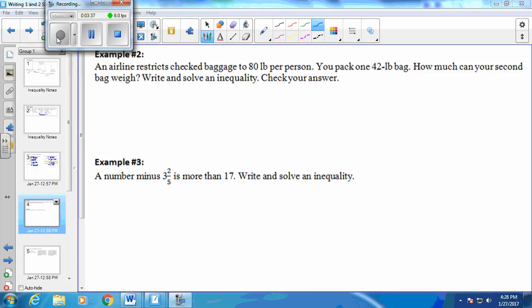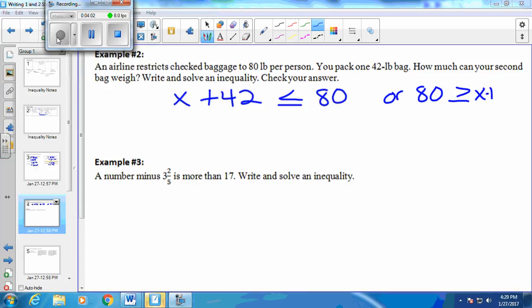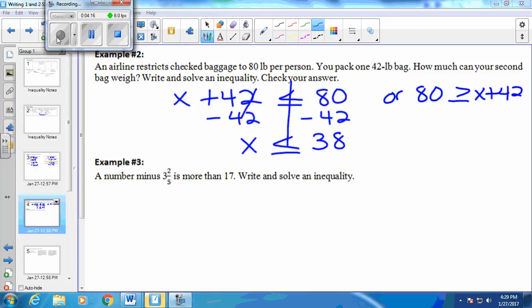All right, so how I'm reading this, they're saying that I can have no more than 80 pounds as my checked baggage. So no more than means less than or equal to, that I can have up to 80 pounds. Then my first bag is what I don't know, and my second bag is 42 pounds, so my inequality would be x plus 42 less than or equal to 80. Or you could have the 80 on this side, but then you would also need to reverse your inequality symbol. You treat an inequality just like you would an equation, so I'm going to subtract 42, and I get 38. Okay?